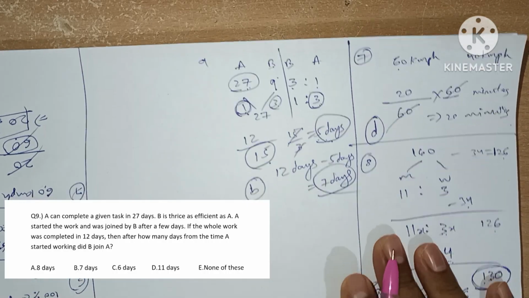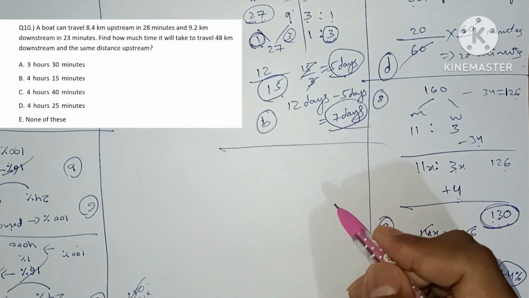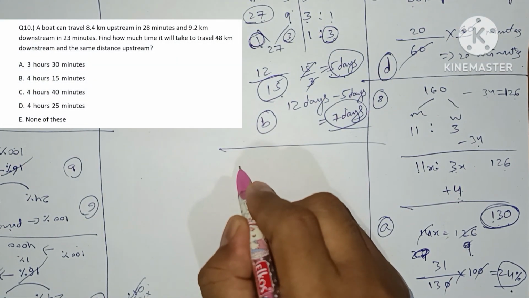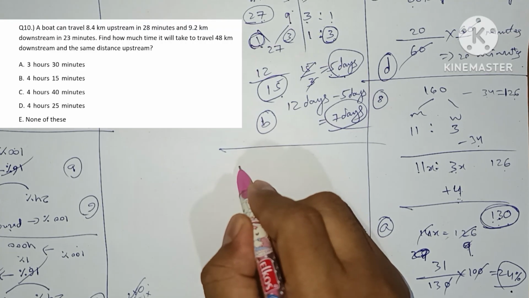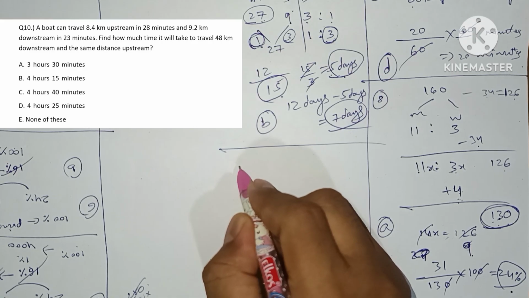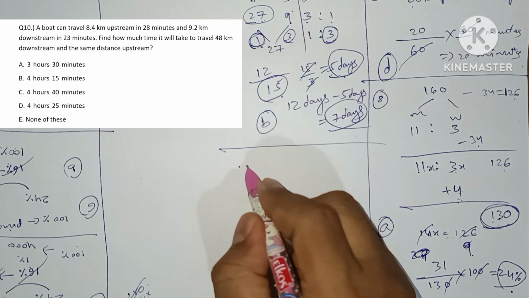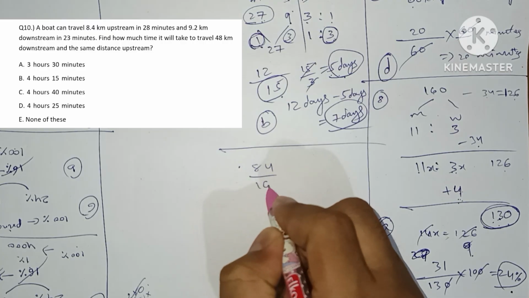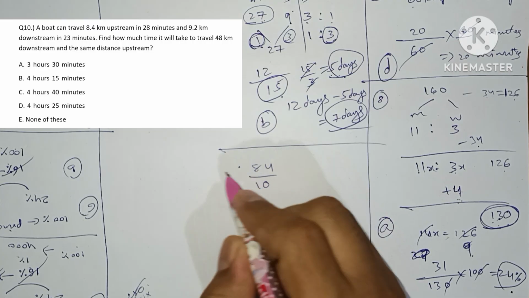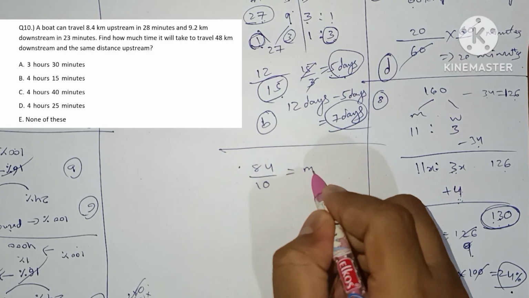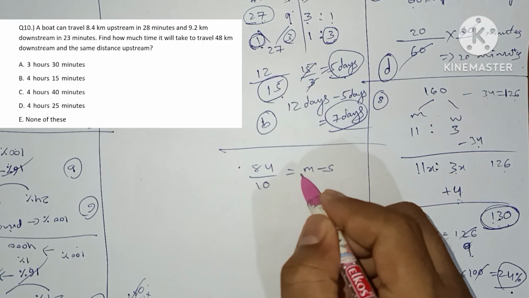Next we are going to see question number 10. Here we have a boat that can travel 8.4 kilometers upstream in 28 minutes and 9.2 kilometers downstream in 23 minutes. Find how much time it will take to travel 48 kilometers downstream and the same distance upstream. So here it is given that 84 by 10 kilometers upstream means m minus s, in 28 minutes.